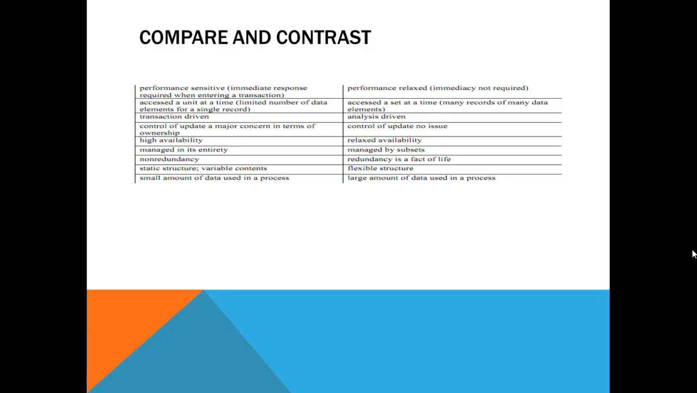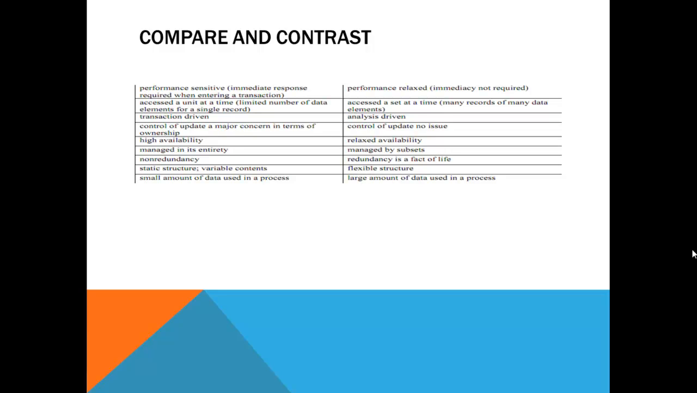So operational data is accessed a unit at a time, with a limited number of data elements for a single record. So if you look at a customer transaction, you will not have every piece of information about the customer in a transaction. All you will have is an account number, the date on which you deposited or withdrew money, and in which banking center you did it. Mostly that much detail is in the transaction. You will not have the customer detail, his name, his history, his age. No. If you want that, you will have to separately look into a different server or different place.